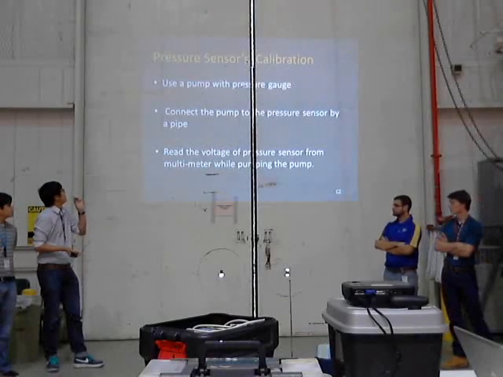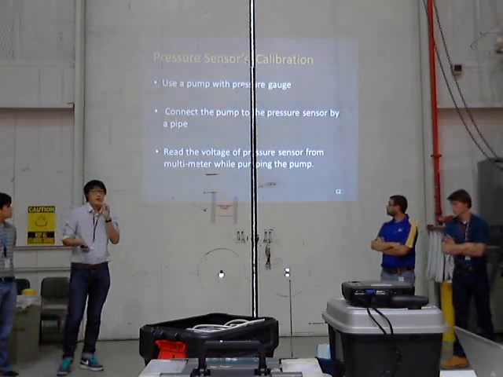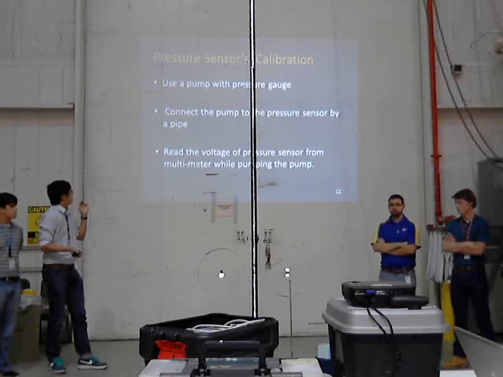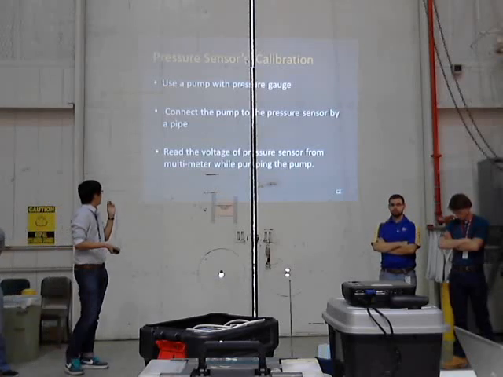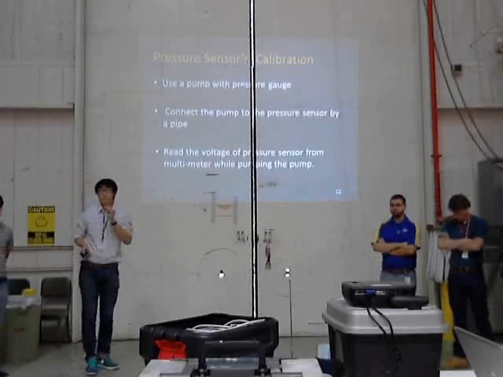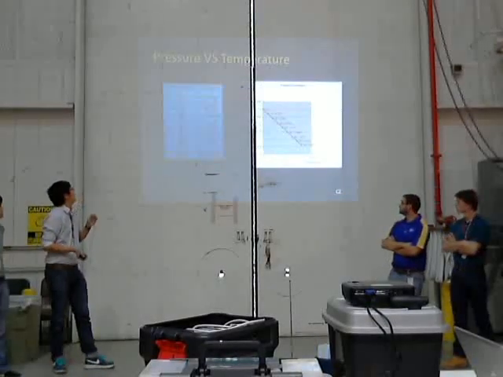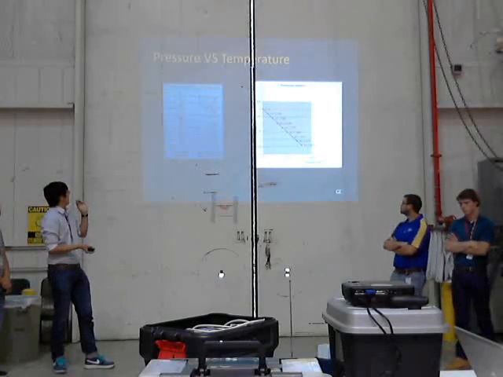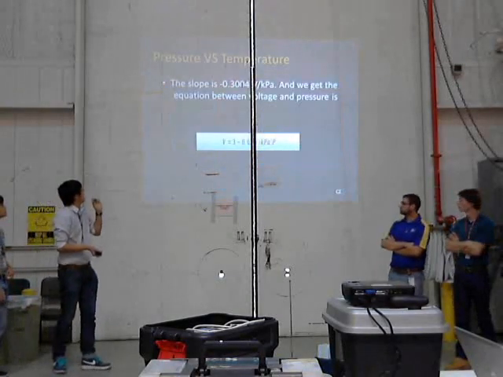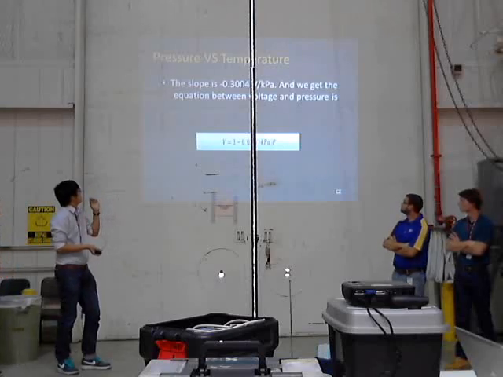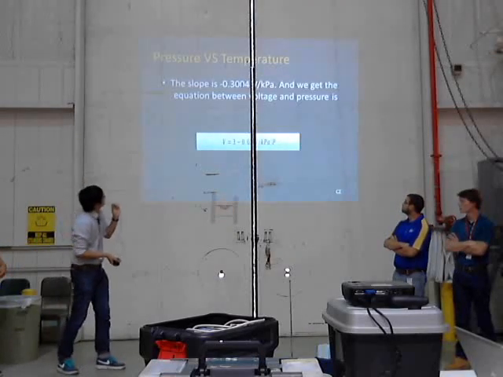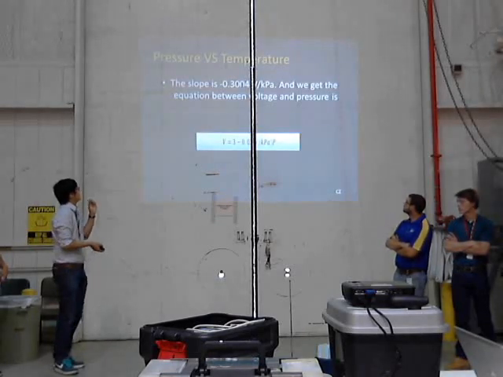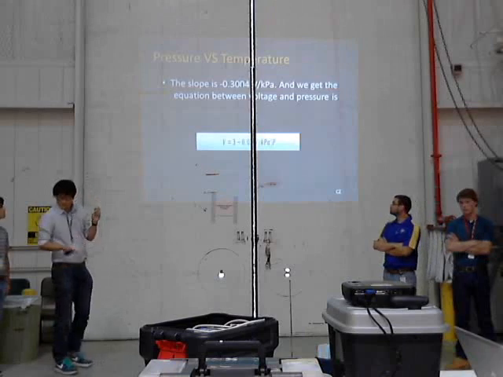This is the pressure sensor's calibration. We use a pump with a pressure gauge, and we connect the pump to the pressure sensor by a pipe. We read the voltage of the pressure sensor from a multimeter while pumping. This is the data we got for the pressure and voltage. The slope is negative 0.3 volts per kilopascal, and we get the equation between the voltage and pressure.